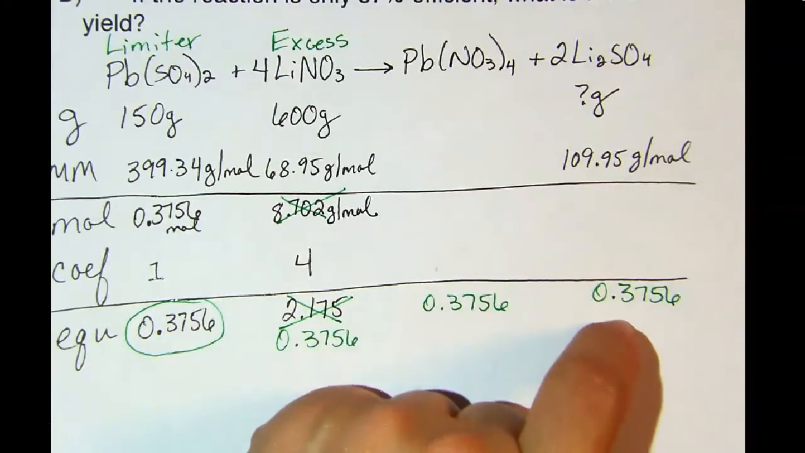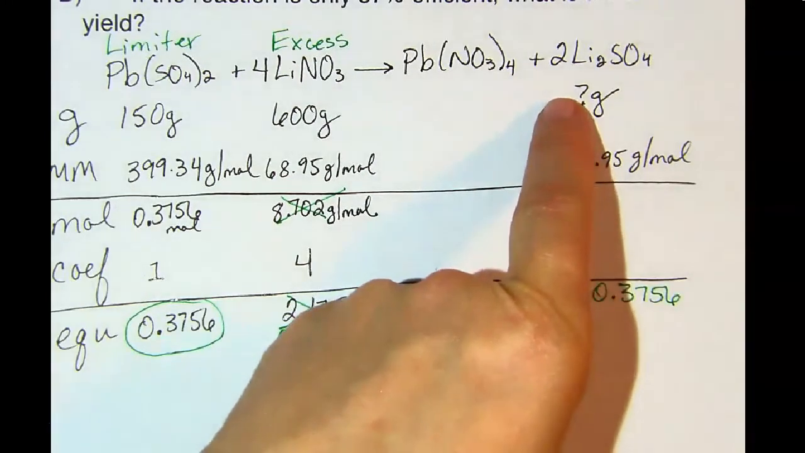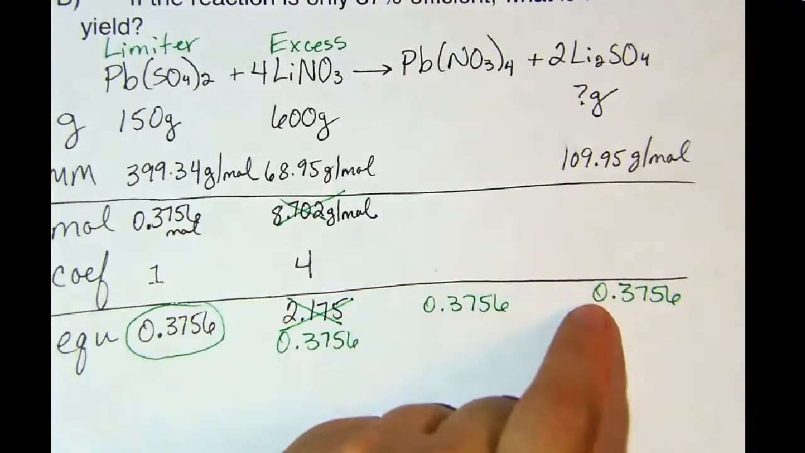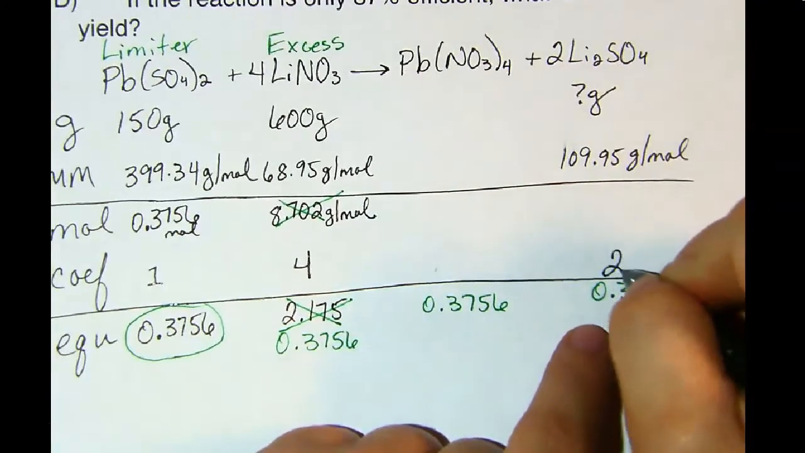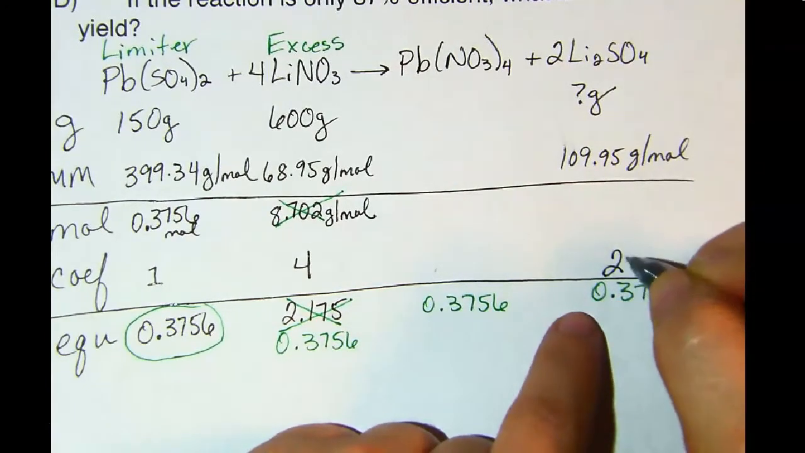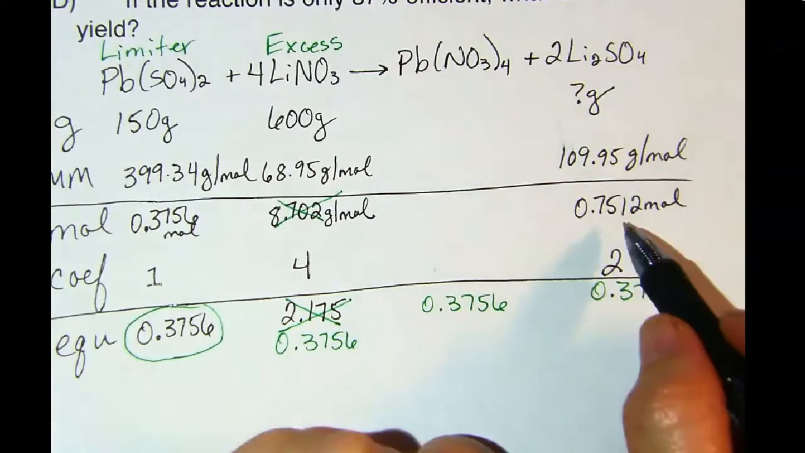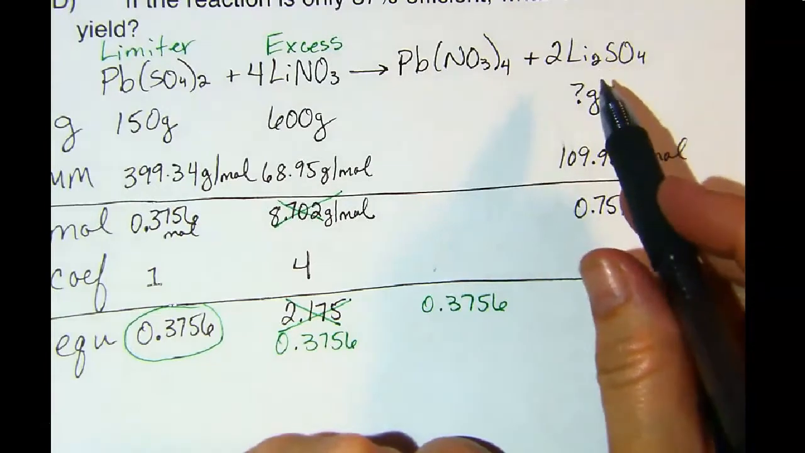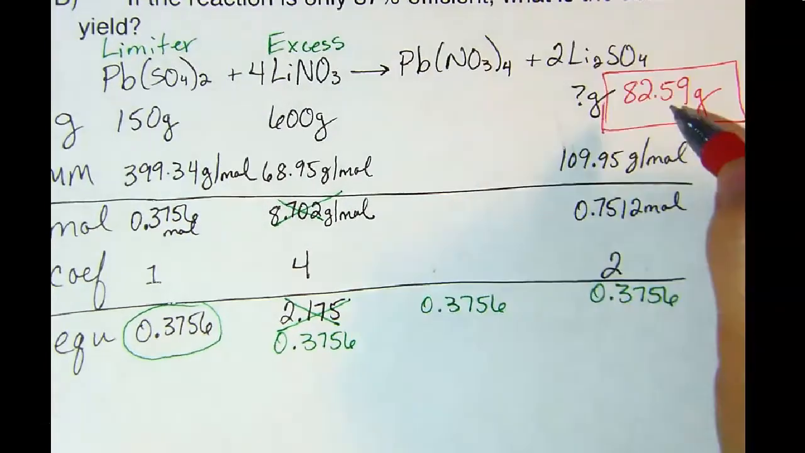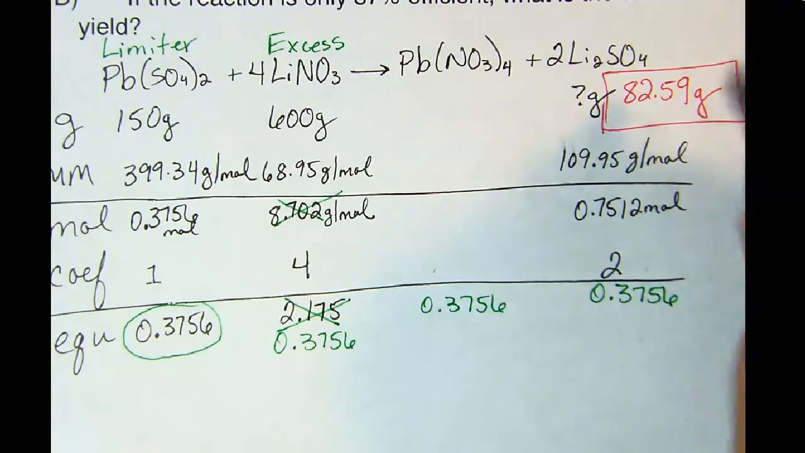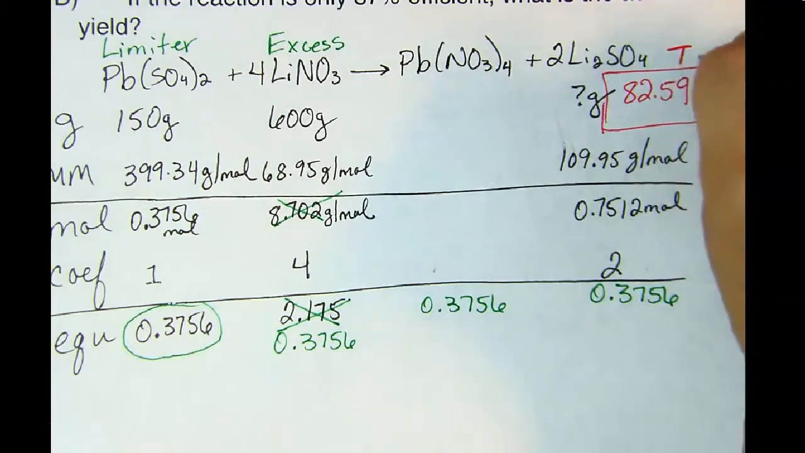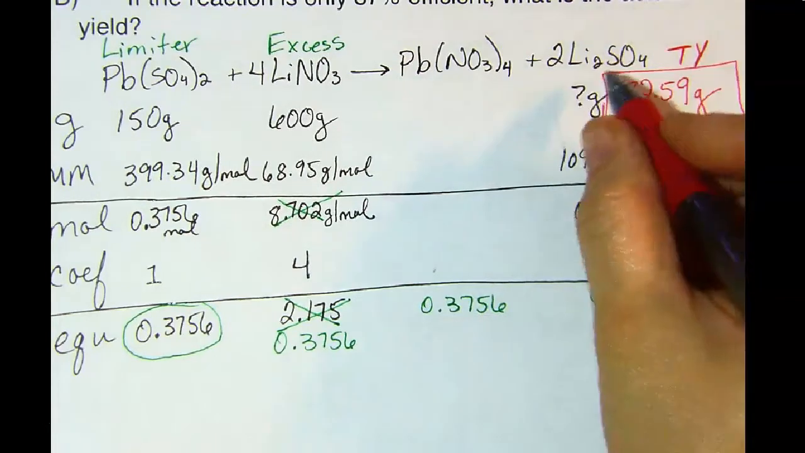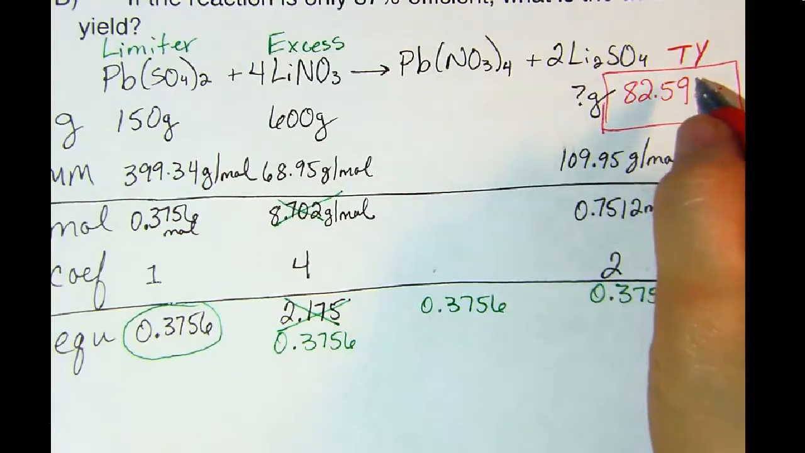Now we're going to multiply our way up in order to determine the amount of lithium sulfate produced. So the coefficient here is 2. Multiply the equivalent times the coefficient to get the moles, 0.7512, and then multiply the moles times the molar mass to get the grams of lithium sulfate produced, which is 82.59 grams. This is a theoretical yield of lithium sulfate produced.